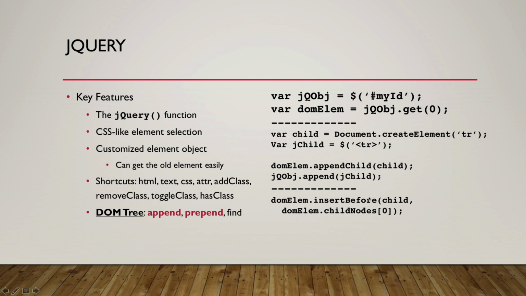There's a function called insertBefore, which you would call on the object itself. You give it the thing you want to insert, and then you give it the element it should come before. So this is what it looks like. Instead of appendChild, you'd say DOM element dot insertBefore, give it the child, and then DOM element dot childNodes[0], because that basically says insert it before the very first element.